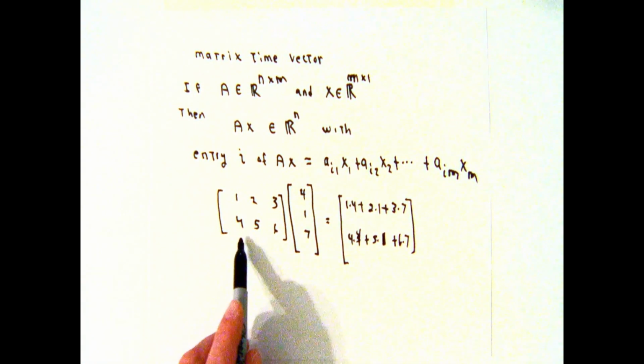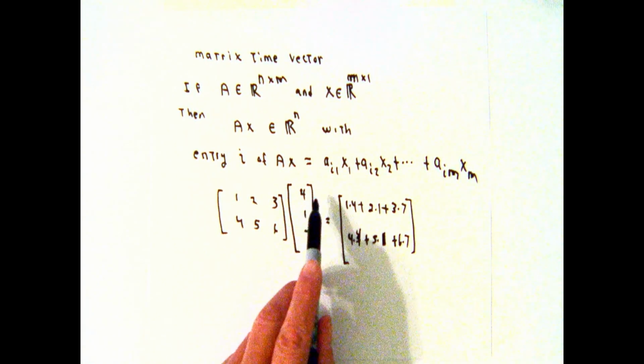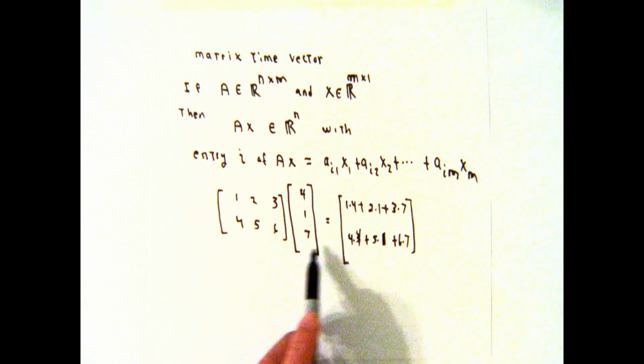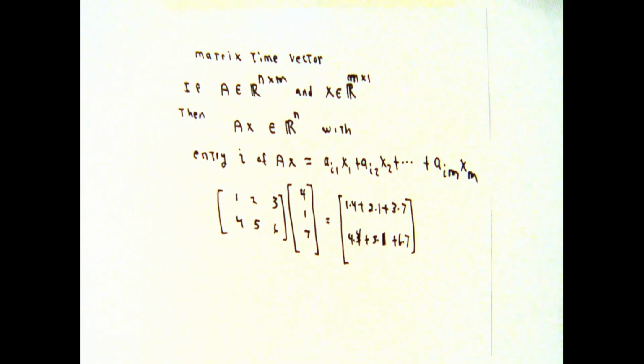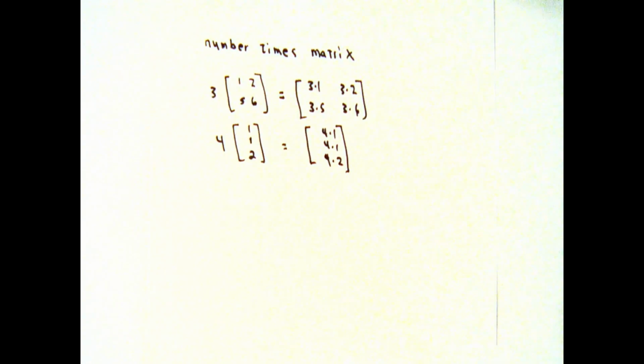If the number of columns in the first matrix is not the same as the number of rows in the second one, we declare this to be undefined. Now, at the moment, we have only matrix times vector. To do matrix times matrix as well, we'll have a concept of numbers times matrix.